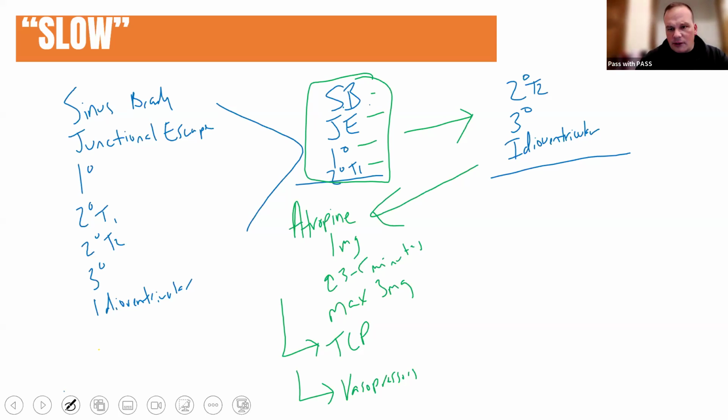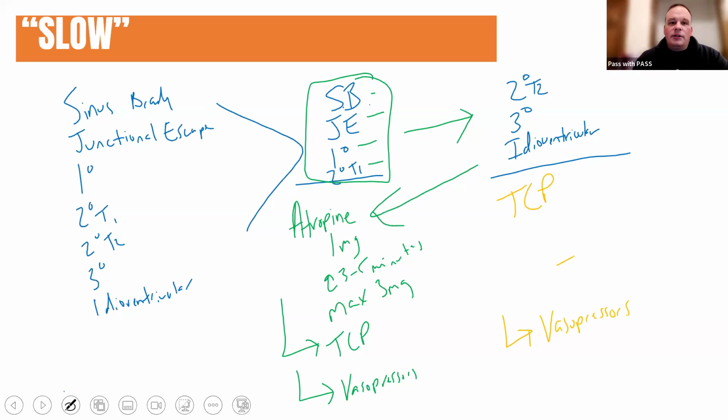Okay. So the very first thing I'm going to do for these patients, if they're symptomatic, they're bradycardic, they're in a second degree type 2, third degree, or idioventricular, I am skipping the atropine and we are going straight to transcutaneous pacing. Okay. And then eventually, if my pacing doesn't work, I'm going to come down here and we will go to vasopressors. Again, we'll talk about this in more detail.